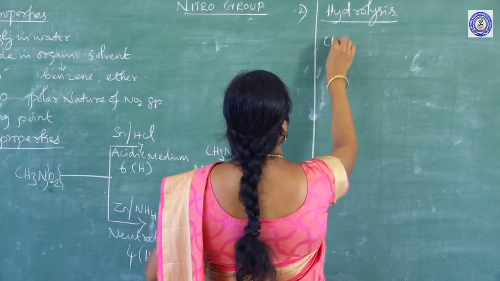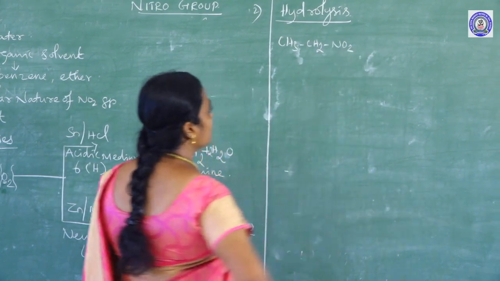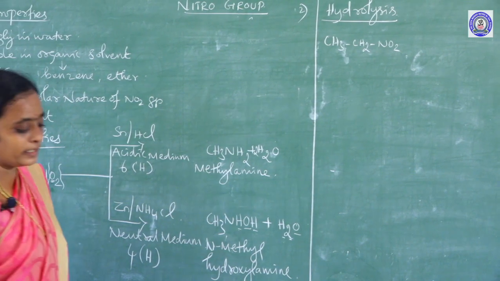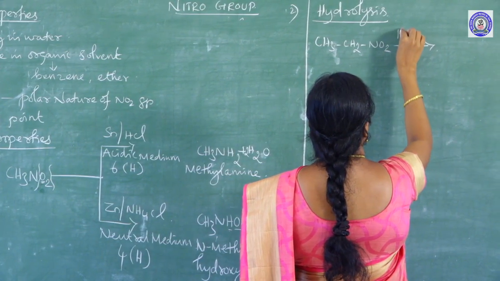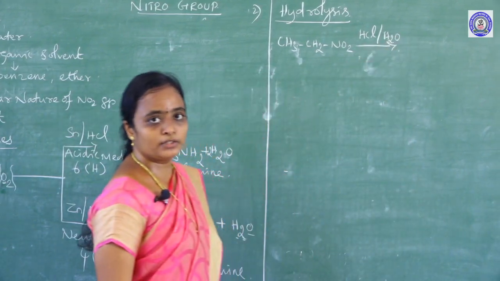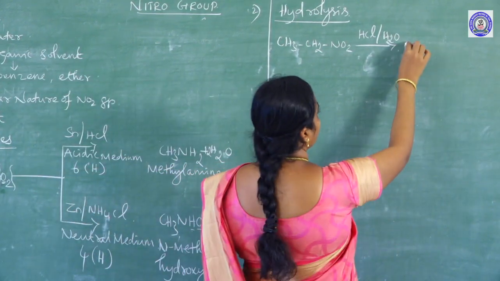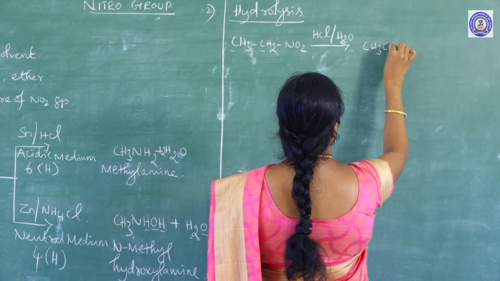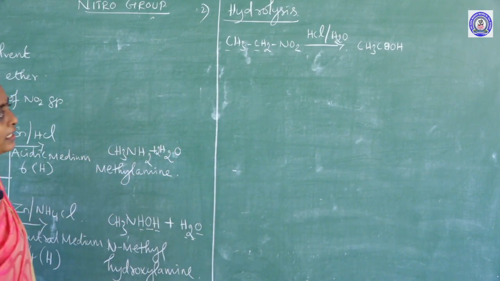So, first one, primary, that is CH3CH2NO2. This is a primary nitro compound. You know what is the name for this? Nitroethane. So, this nitroethane on hydrolysis, that is acid hydrolysis, in the presence of an acid, we are going to add a water molecule. You are going to get the product as a 2 carbon containing acid, CH3COOH, that is acetic acid.